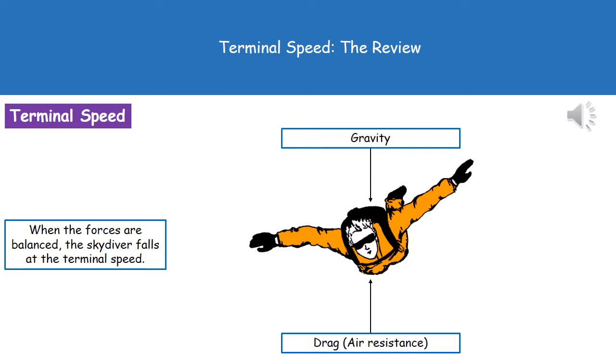First one is gravity, which always acts down towards the centre of the earth. And the second one is the drag or the air resistance, which always acts in the opposite direction to the movement. Now at the point that the drag force and the gravity are balanced, so when those two are the same size, then our skydiver is going to be falling at what's called the terminal speed. So that just means that the speed stays the same and it won't get any faster.